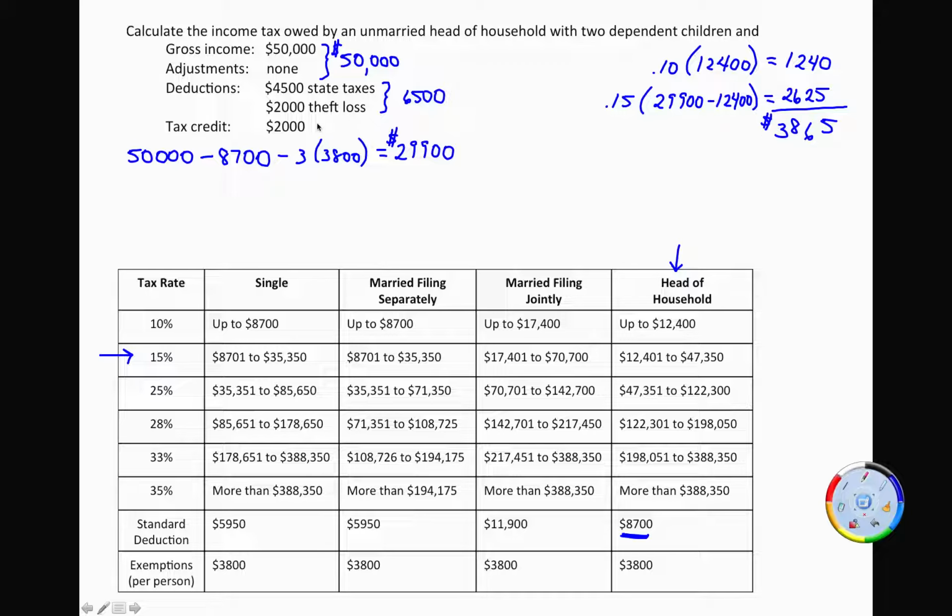But don't forget, this guy has a $2,000 tax credit. And remember, you can get tax credit for all kinds of things. Look and see if you're entitled to any tax credits, because they affect your taxes a lot more than a tax deduction. So in reality, this guy's going to pay $1,865 for his taxes.